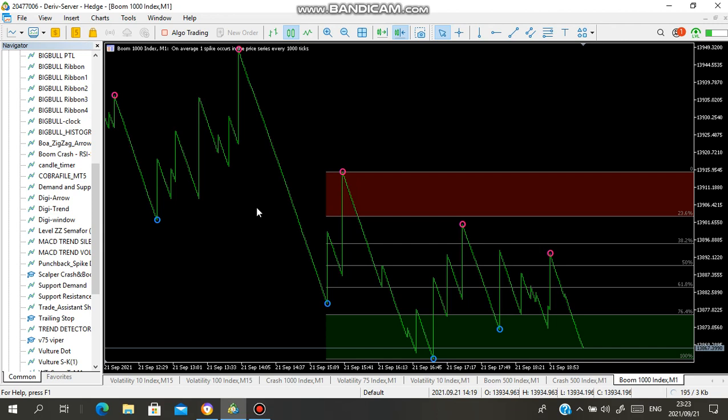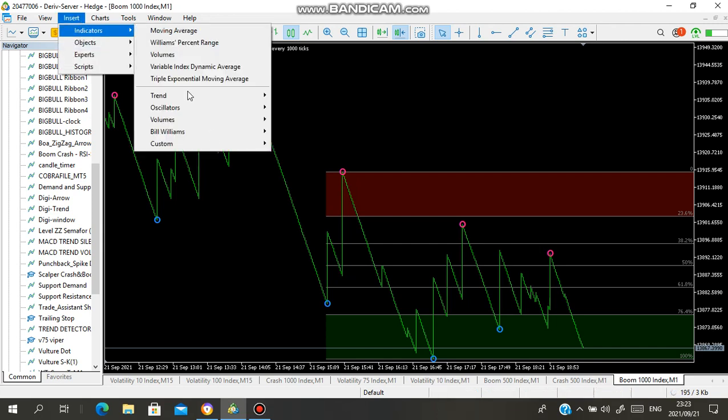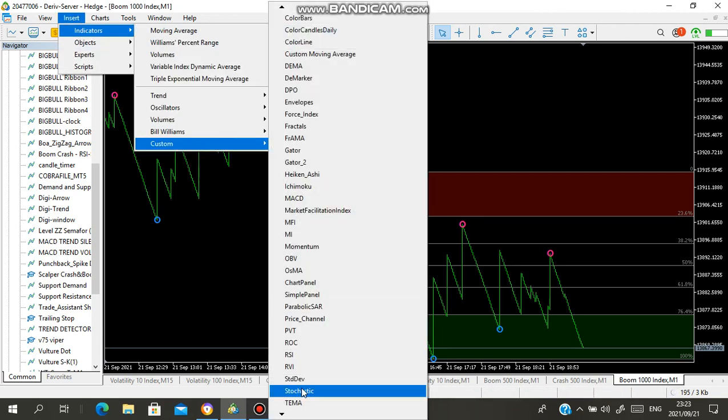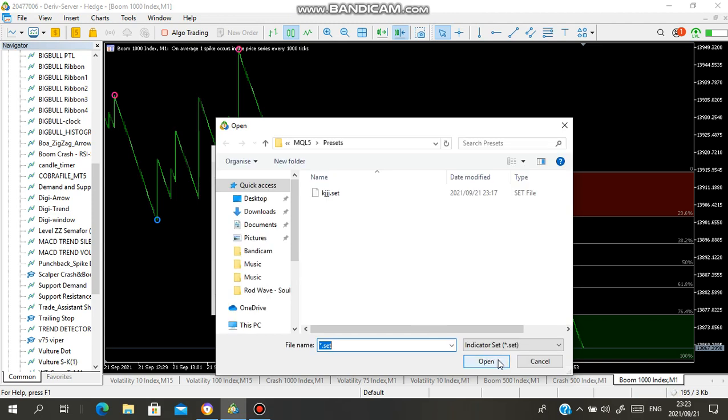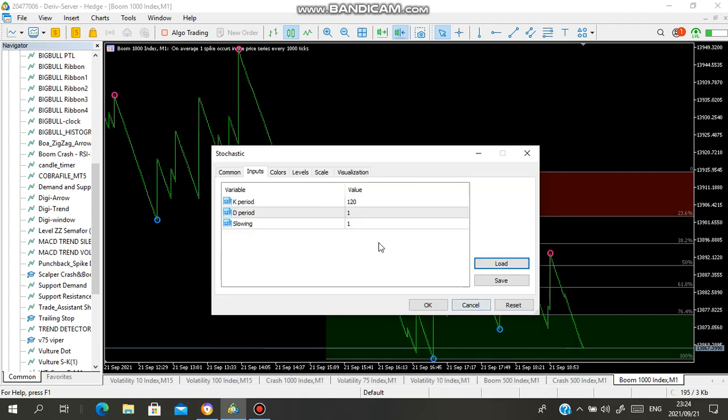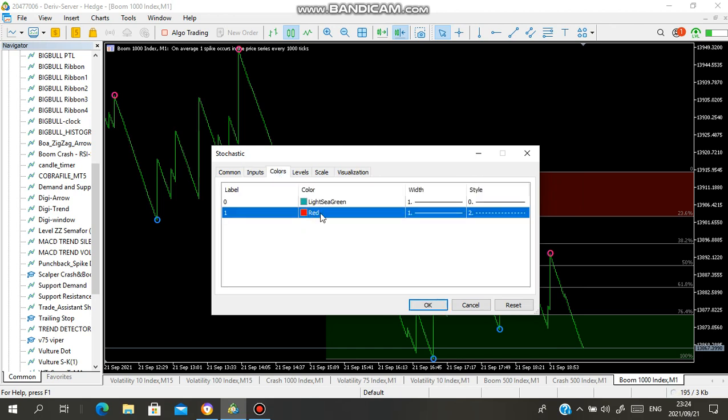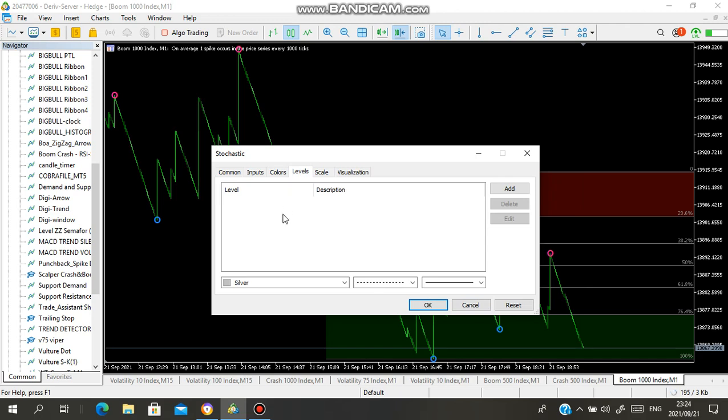Okay, guys. So my next indicator that I'm going to add is my stochastic. Now the stochastic's level should be like this. Let me just load my stochastic settings. I already saved mine. Just going to click on that and open. Okay, so your input should be like this. The K period should be 120. Your D period should be 1, slowing 1, and your color should be light sea green and red. And your level should be, you don't need, there's no levels.